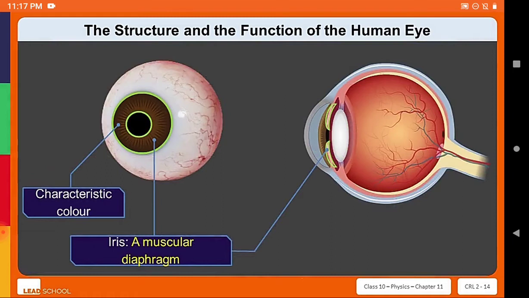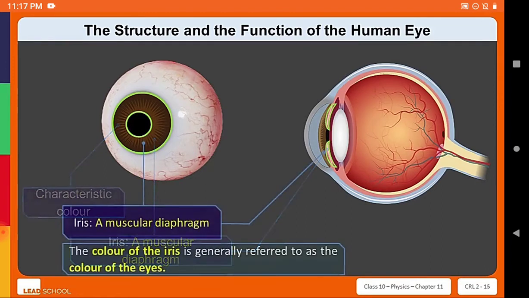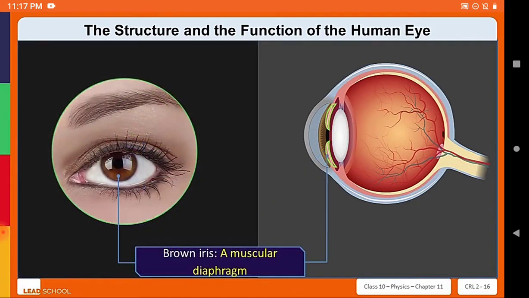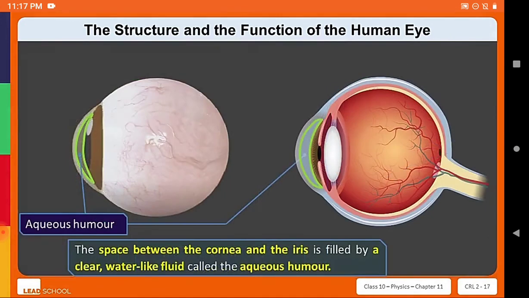Behind the cornea is a muscular diaphragm called the iris. It has a characteristic color. The color of the iris is generally referred to as the color of the eyes. So, when we say a person has brown eyes, we are referring to the color of their iris, which is brown. The space between the cornea and the iris is filled by a clear, water-like fluid called the aqueous humor.